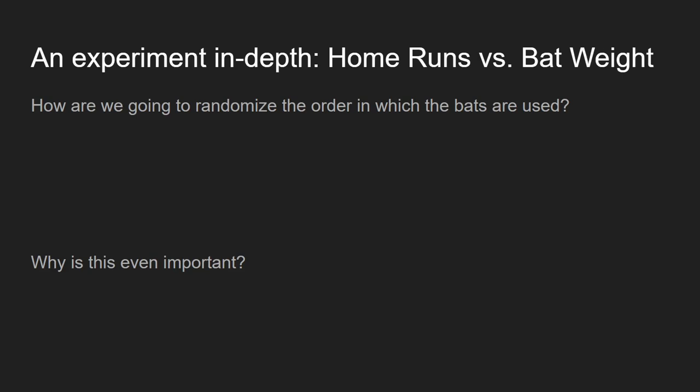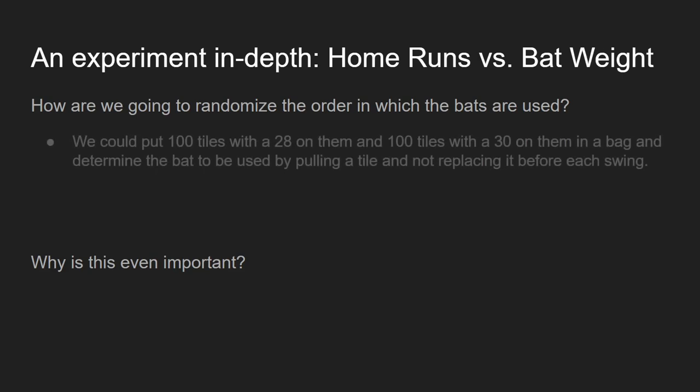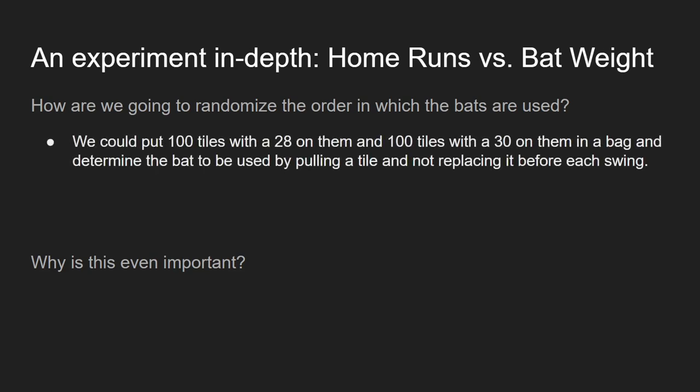Here's a way that I would say we could randomize the order of the bats. We could take 100 tiles, put the number 28 on it, and then take another 100 tiles, put a 30 on them, and toss them in a bag. Shake that bag around, and then pull one out and say, okay, next we're using this tile. We don't put that tile back in the bag, and we keep pulling tiles out until we're all out of tiles.